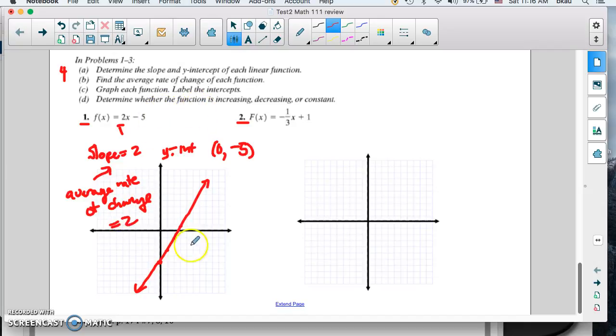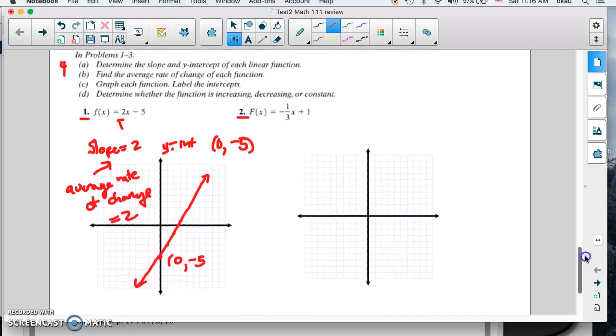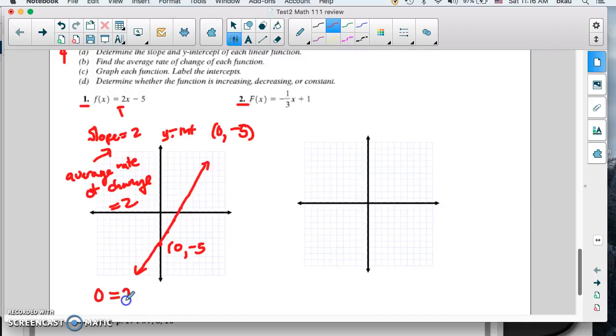It says graph the function, label the intercepts. Okay, so this one is going to be 0, -5, and it looks like this one went through a half here, so it looks like 2.5. And we can double check that by putting in 0 and solving, right? If we did 0 equals 2x minus 5, we'd solve that, that would be 5 equals 2x. So x is 5/2, or 2.5. So this one is 2.5, 0.